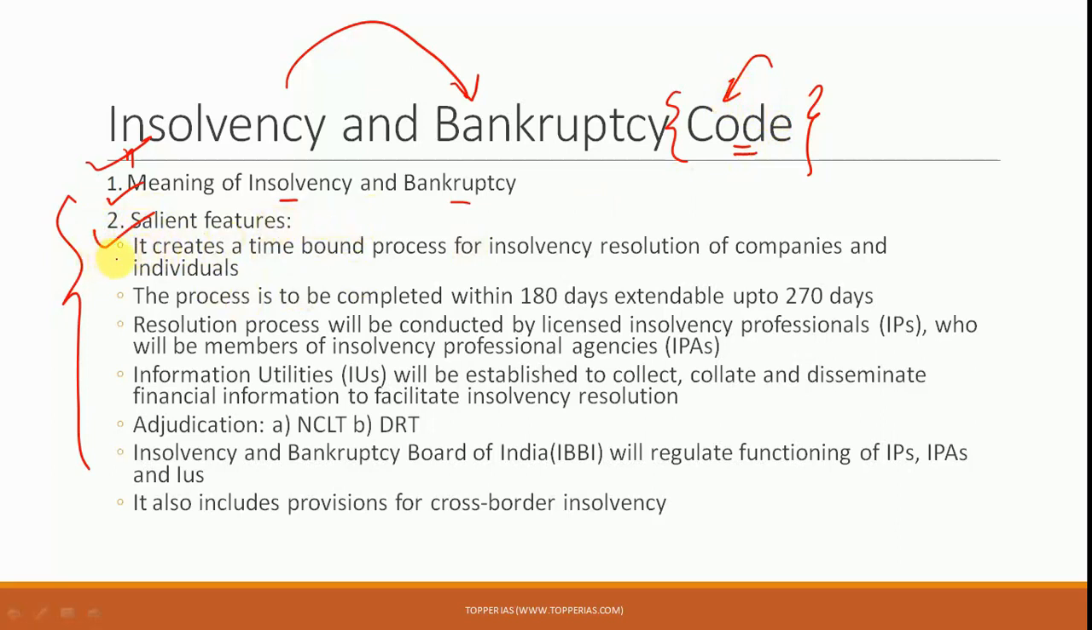In the salient features, the first point that is important is that it creates a time-bound process for insolvency resolution of companies and individuals. What is important here is that both companies and individuals are included within this code. This is a question that has been asked in the past in several state services exams. Also, the process is to be completed within a time frame of 180 days, and this can be extended to 270 days. So this time period is important.